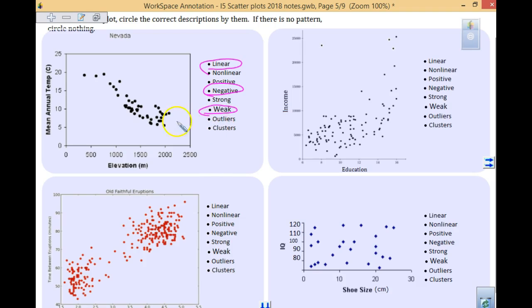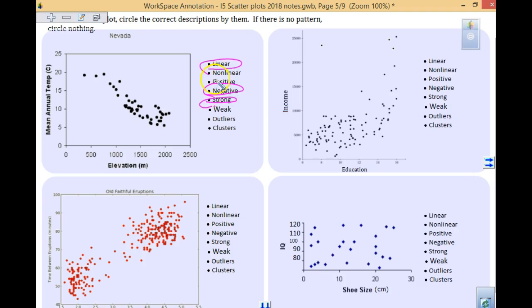Weak. Outlier is where? At the top. First one? This one? Yes. Well, if you're going to draw a line, the line goes that way. How's it weak? I think I would go more to the strong than weak. Okay.